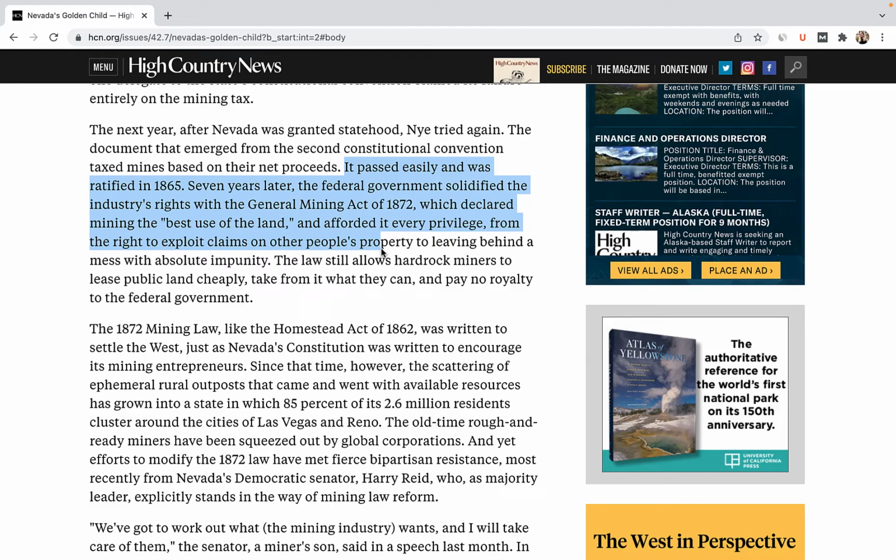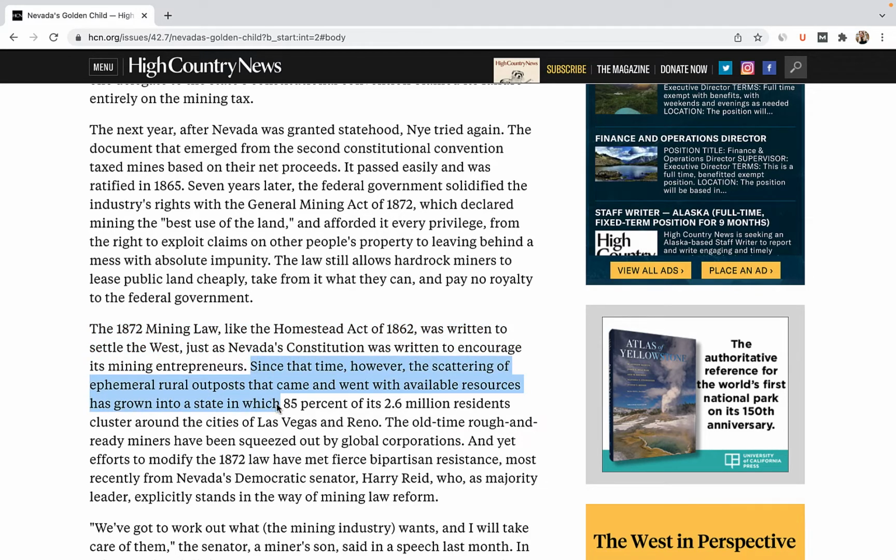Years later, this favorable tax was solidified through the General Mining Act of 1872, which declared mining the best use of the land and afforded it numerous privileges, including the right to exploit claims on other people's property and mine public land without paying royalty fees to the federal government. At the time, this law, like the Homestead Act, was designed to attract more settlers to the sparsely populated state.